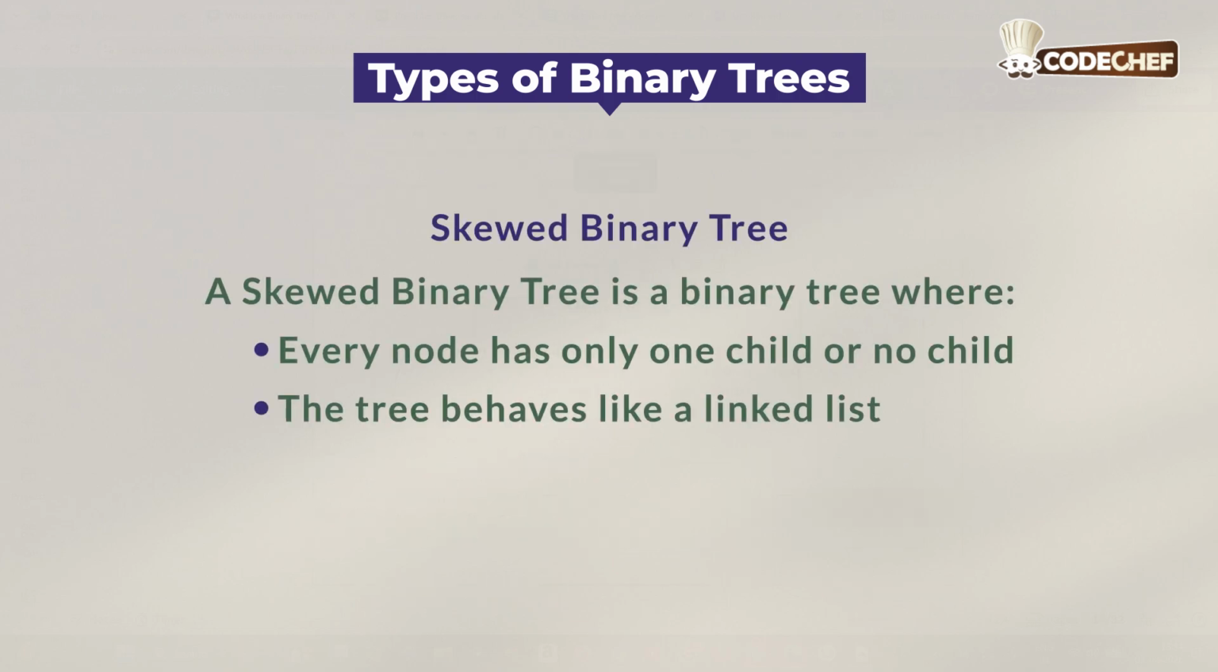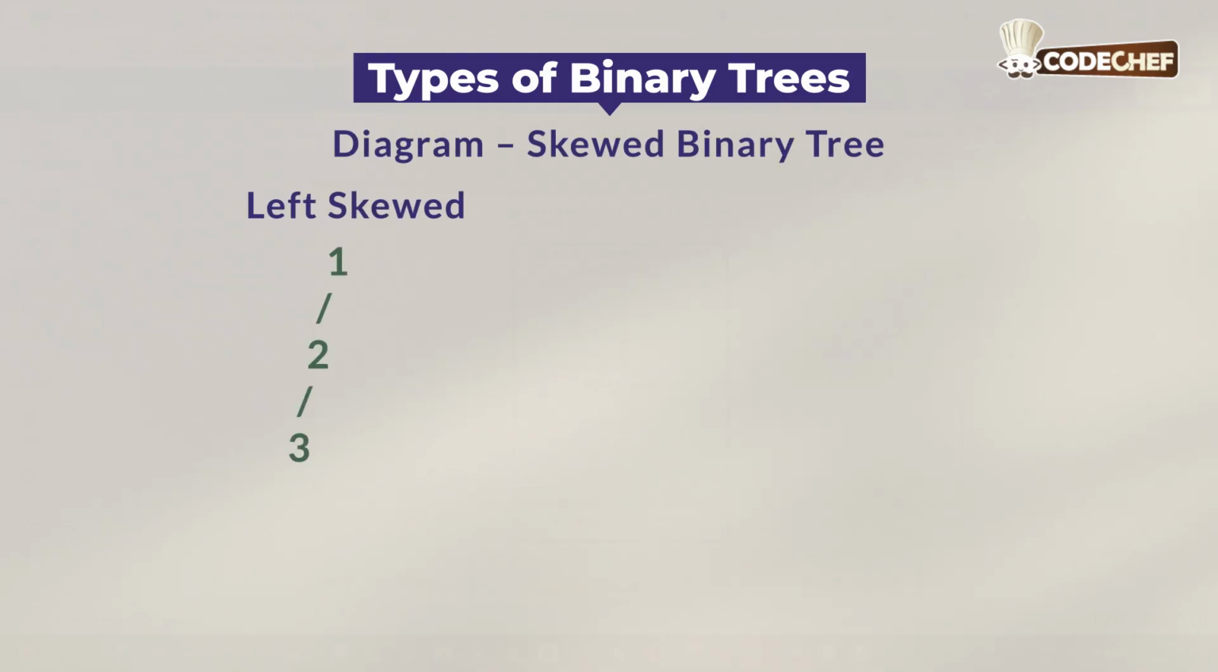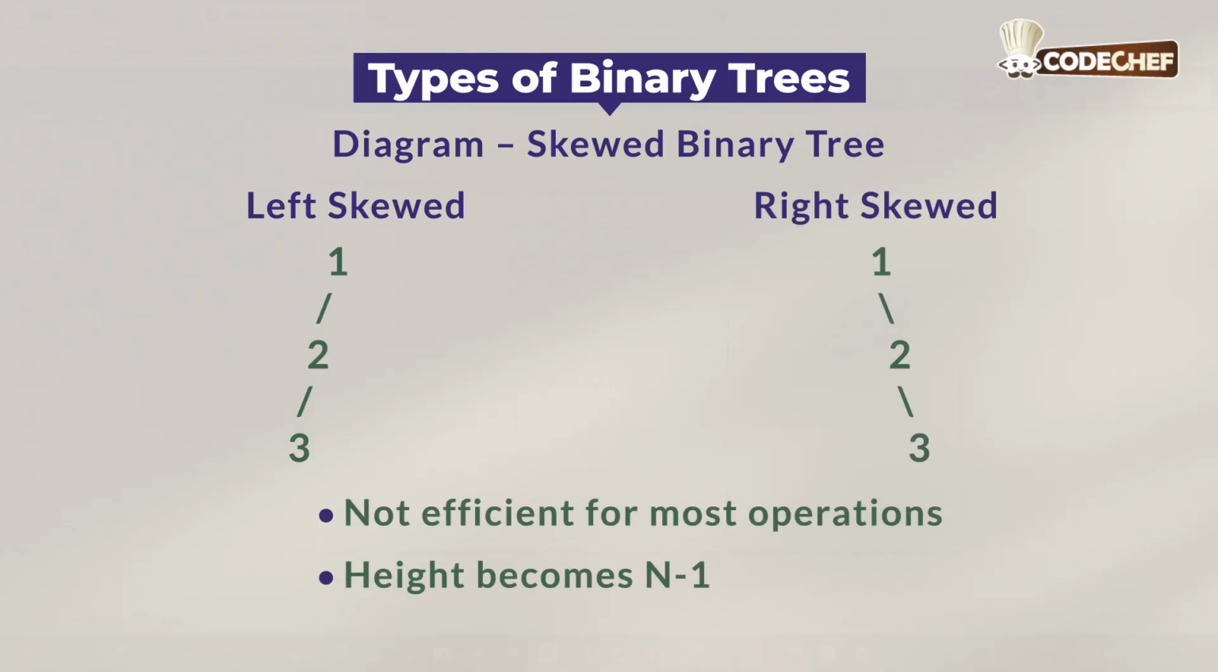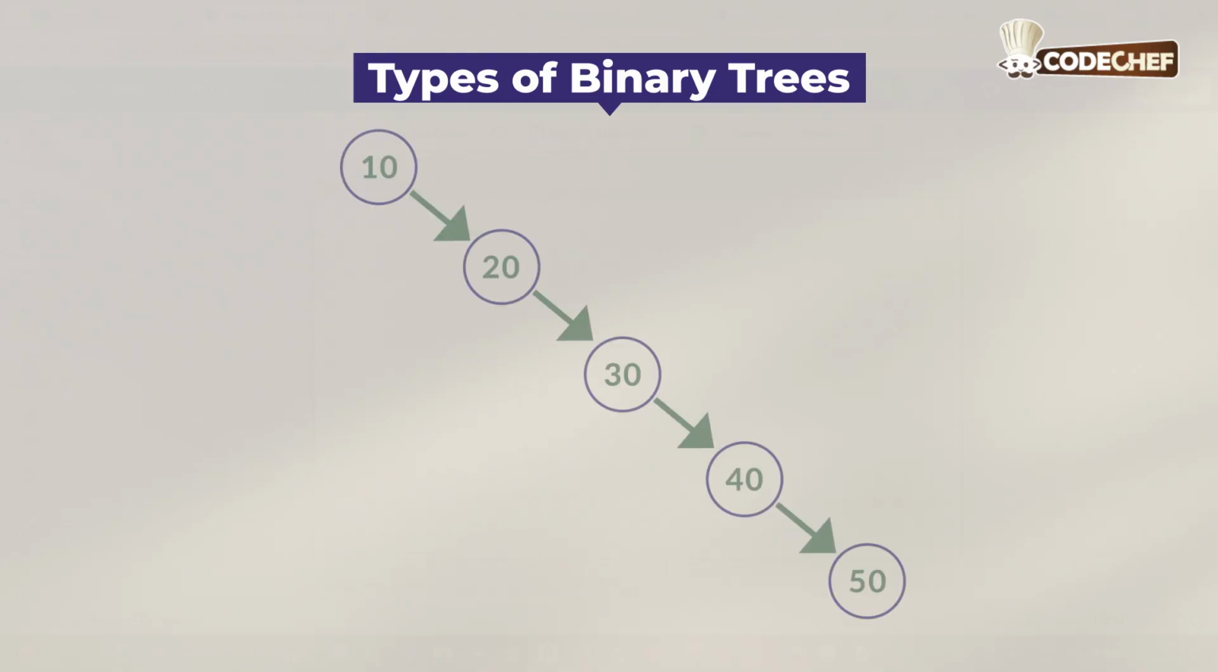Skewed binary tree. Here every node has only one child or no child. The tree behaves like a linked list. So this is how a left skewed binary tree looks, and this is how a right skewed binary tree looks. It is not efficient for most operations and the height becomes n-1. This is a diagram representation of how a right skewed binary tree would look.